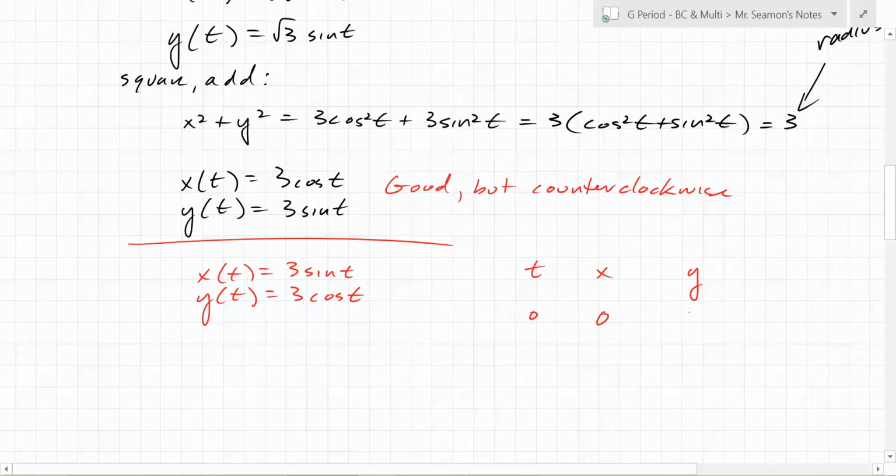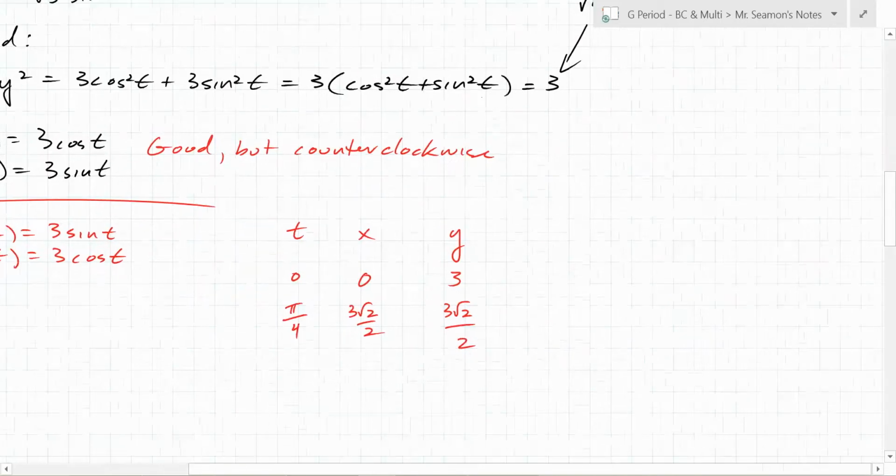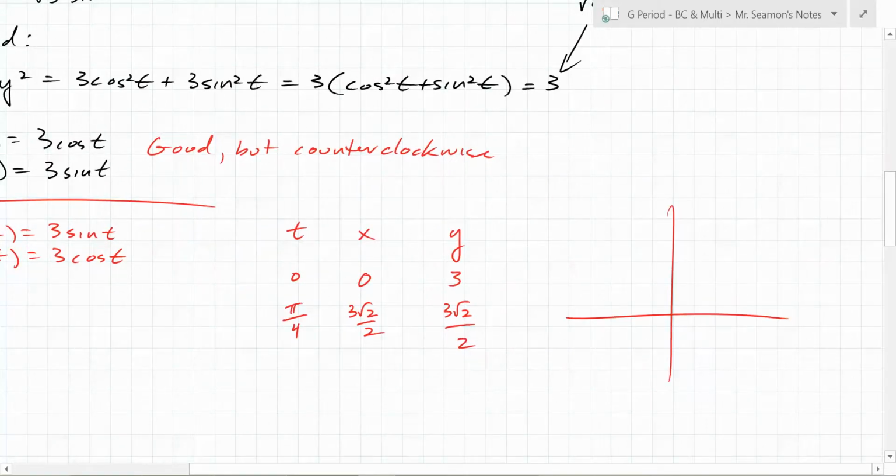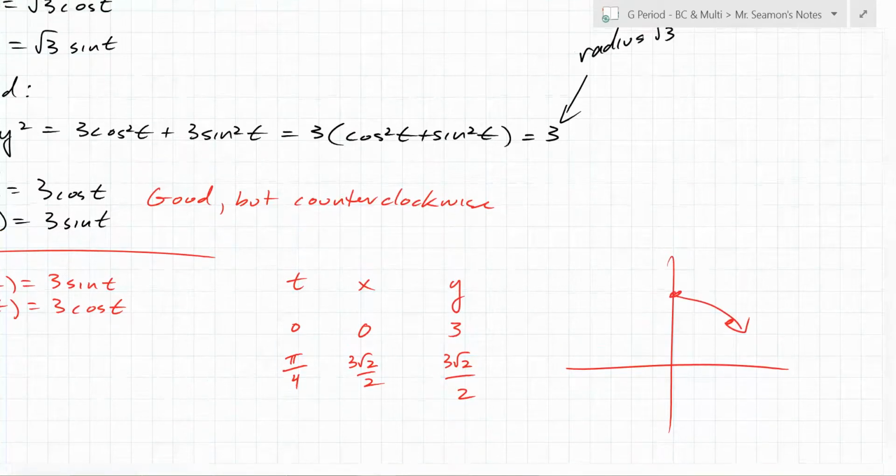And then how about pi over 4? What's sine of pi over 4? So it's going to be 3 root 2 over 2 and 3 root 2 over 2. So this one started at 0, 3, and then it went to here. So which direction is it going? It's going clockwise. Do you see why it's going clockwise?